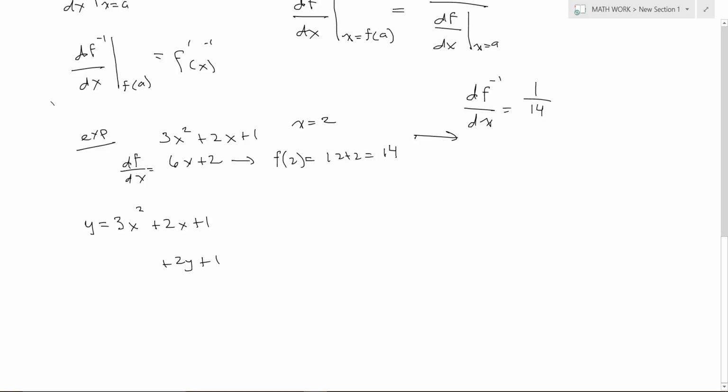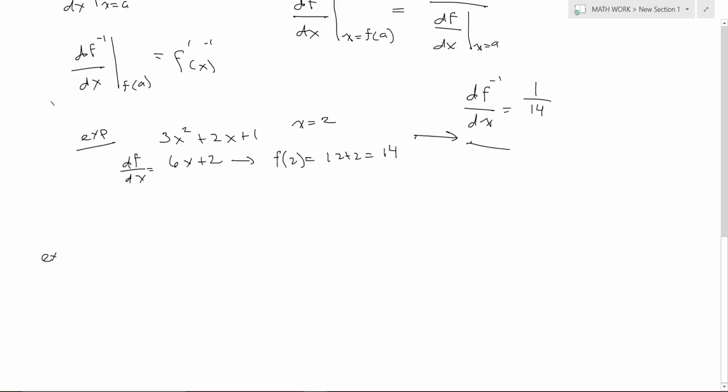Let's just take a basic function, a linear function. Anyways, this should work. This answer here, 1 over 14, should be the answer. But let's try one more then. Let's make up another one, linear.